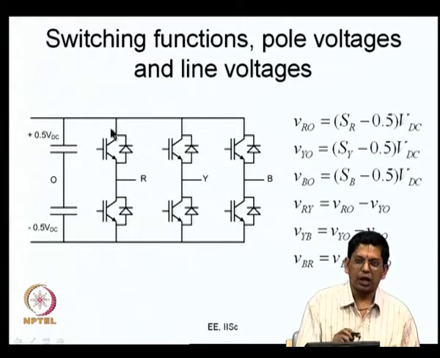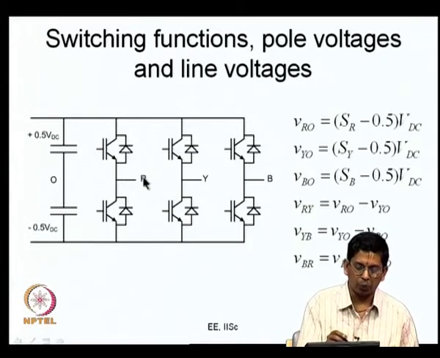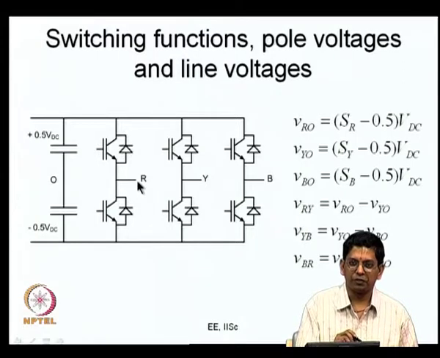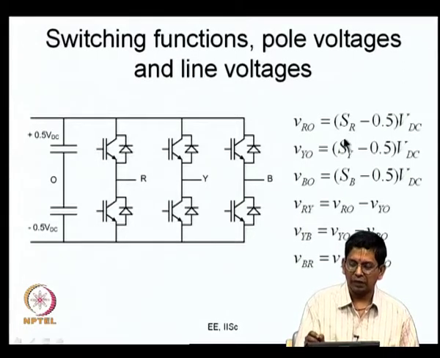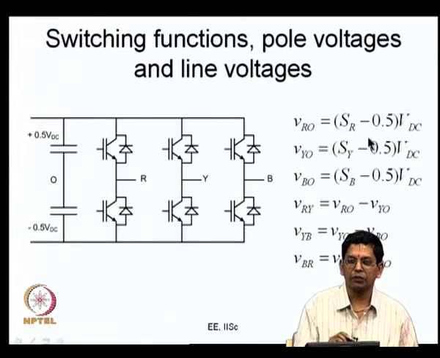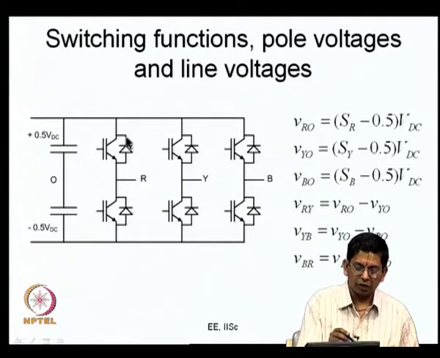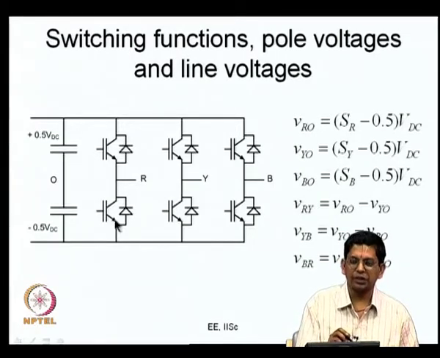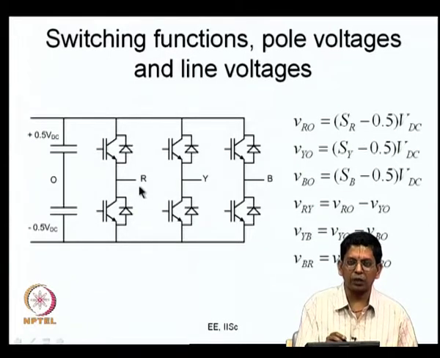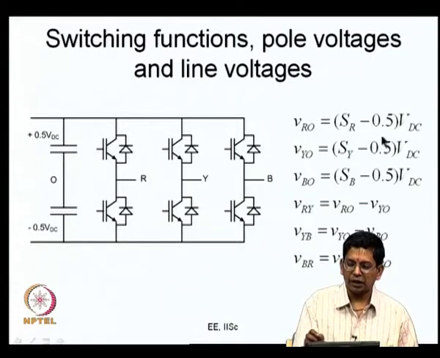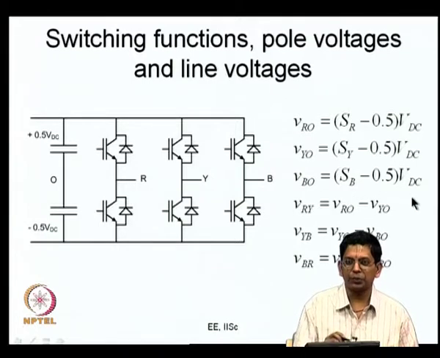When the top device is on, that is when SR is equal to 1, the pole voltage is going to be 0.5 VDC. So, this is going to be (SR minus 0.5) VDC. When SR is equal to 1, it becomes VDC by 2, and when the top device is off or the bottom is on, SR is equal to 0 and that is equal to minus 0.5 VDC. Therefore, the pole voltage VRO can be expressed in terms of SR and VDC like this, (SR minus 0.5) VDC, and VYO can be written as (SY minus 0.5) times VDC. Similarly, VBO can be written as (SB minus 0.5) times VDC.